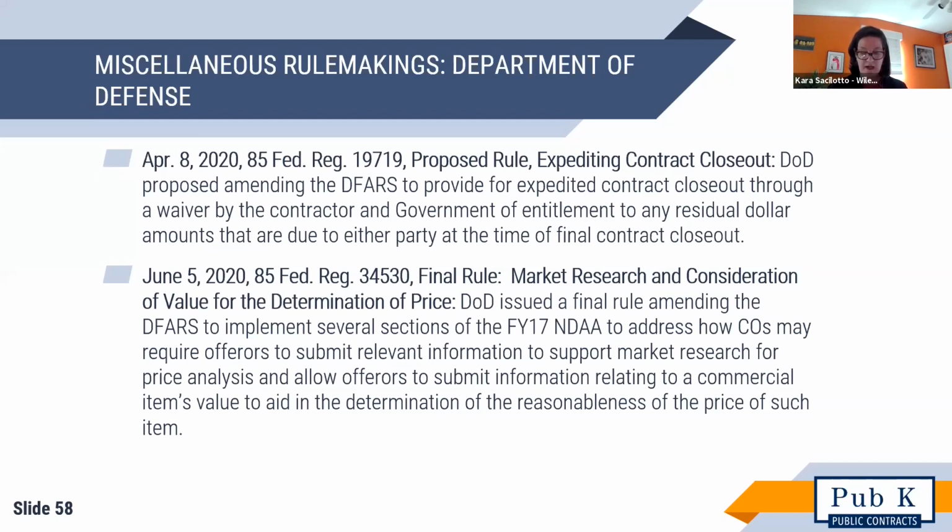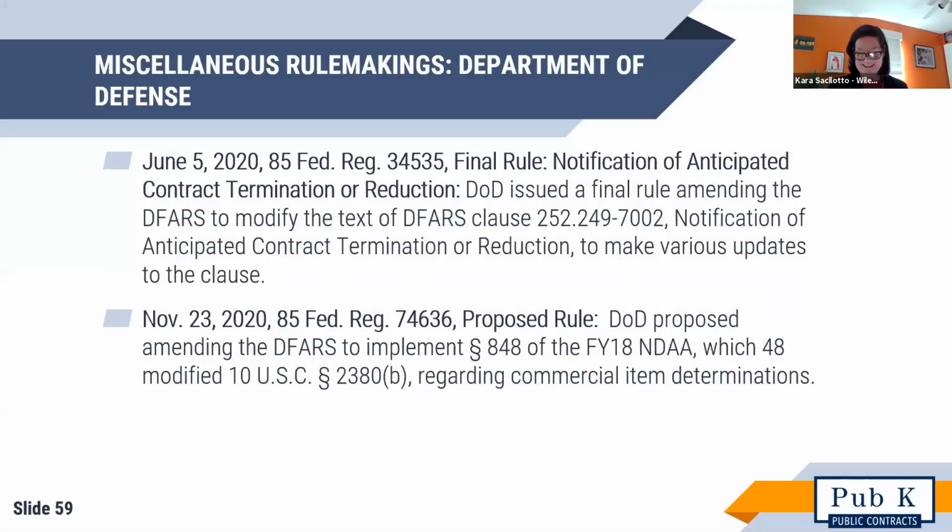The second bullet relates to a final DFARS rule to implement several sections from the fiscal year 2017 NDAA that address how contracting officers may require offerors to submit relevant information to support market research for price analysis. And it also allows an offeror to submit information relating to the value of a commercial item to aid in the determination of the reasonableness of the price of such an item. Let's go to 59. I told you it'd be fast.